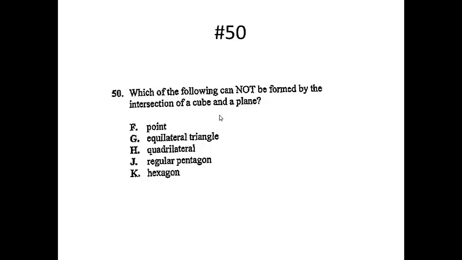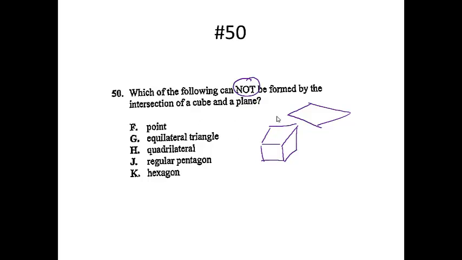All right, number 50. Which of the following cannot be formed by the intersection of a cube and a plane? So we've got a cube, which will look something like this, and then we've got a plane, which kind of looks like a parallelogram. So if you think of a piece of paper, I'm going to chop this cube with a piece of paper. We just want to think, what could we not get and what could we get?